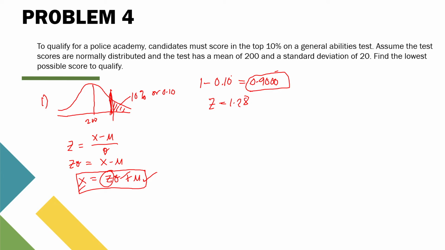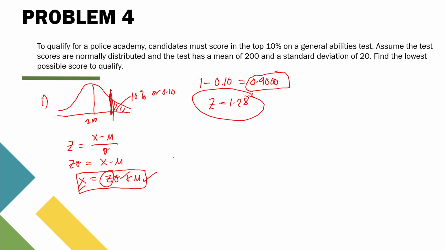So we have here 1.28. If the case is the values between higher or lower, we need to use the higher z for this case. Okay, so now we have the value for our z.